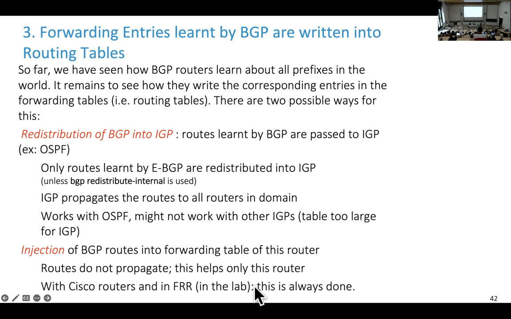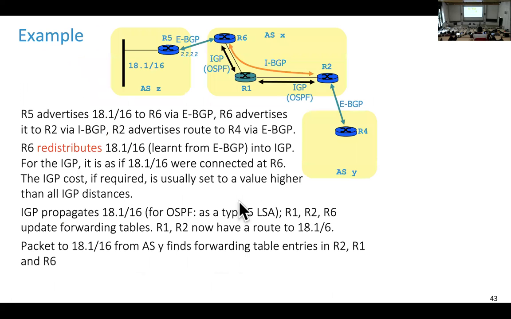It's always done, in fact, in the lab. This is something that is always done. This router does not propagate this route, and this thing will only help this router, and we will see why it is not very natural. But before that, let me give you an example of redistribution.